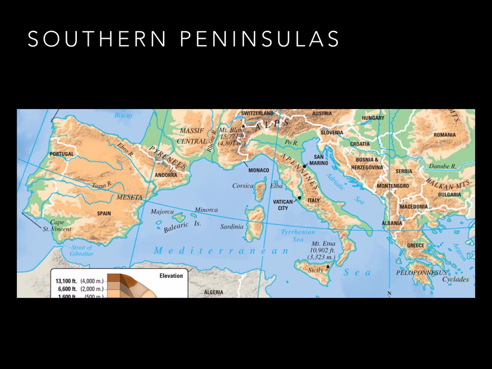Look closely at this physical map. See if you can identify the Iberian Peninsula, Spain and Portugal, the Italian Peninsula, the boot, and the Balkan Peninsula, which is a little bit harder, more difficult to identify.